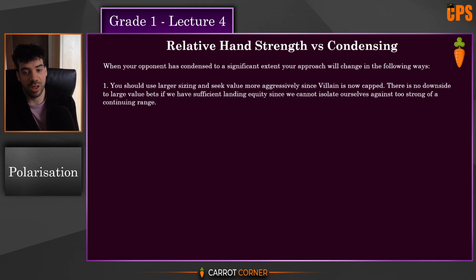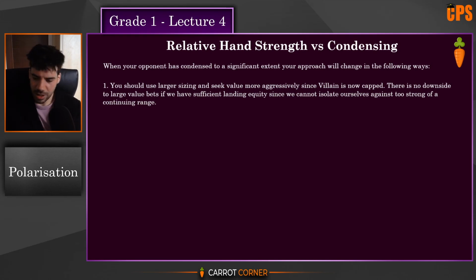Sizing is key as well when villain is capped. Condensed ranges are by and large capped. It depends to the extent to which they're condensing, but a fully condensed range has moved fully towards the middle, away from all of the good hands, and is therefore a capped range. There isn't a downside to large value betting if we have a sufficient amount of landing equity, since we cannot isolate ourselves against too strong of a continuing range. This is actually impossible. You can't end up with too little equity after making a bet size if you have the immortal nuts.